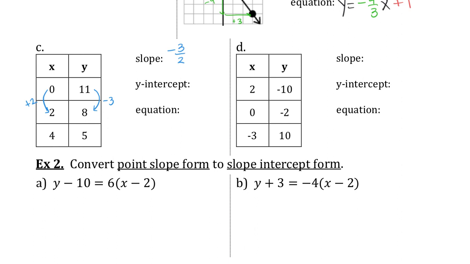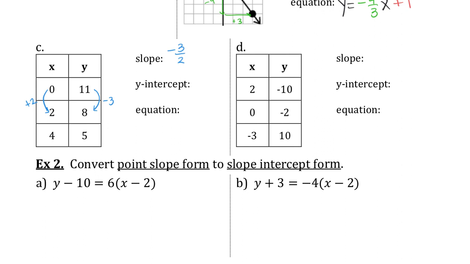Now you could find the slope from here to here. That would still be negative 3 over 2. I could also go backwards, as long as you go backwards both ways. This would be plus 3. This would be minus 2. So as long as you are consistent in your left and right, your rate of change will match.